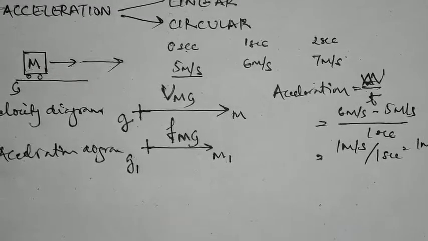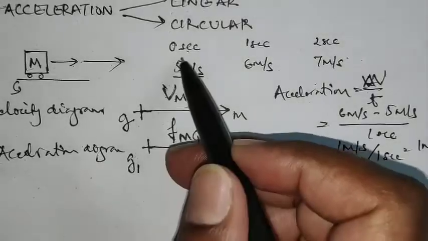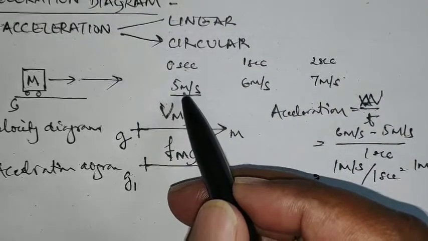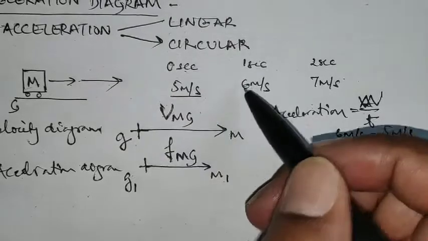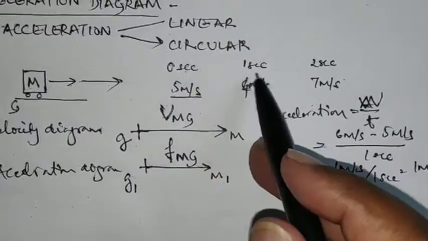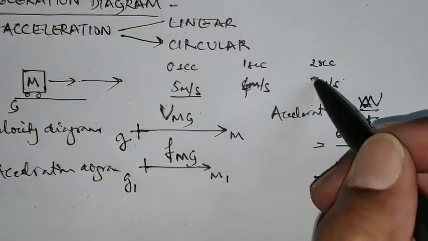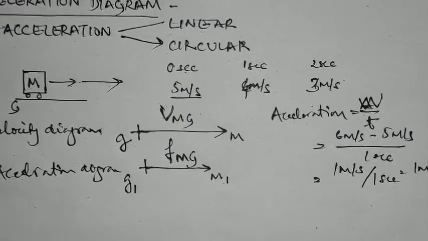Now going with the same example but changing the data. At 0 seconds it was 5 meters per second. After 1 second it became 6 meters per second. Instead of 6 meters per second, if the velocity is decreasing, like after 1 second it is 4 meters per second, after 2 seconds it's 3 meters per second, it means that the velocity is decreasing.